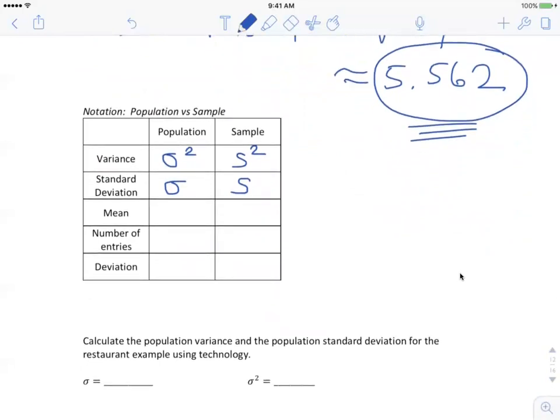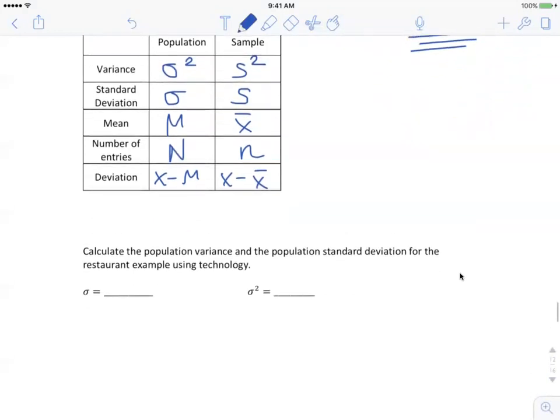Mean. Our symbol for population mean is always going to be mu, and our sample mean will be X bar. Number of entries or population size is capital N, and sample size is lowercase n. Then a deviation is a subtraction problem. For a deviation, you're going to take X minus mu for a population, X minus X bar for a sample. You probably want to get used to all these symbols because we're going to use a lot of letters, maybe the whole alphabet and the Greek alphabet too. There are a lot of symbols in stats, so if you start making a little glossary of the symbols, that helps.